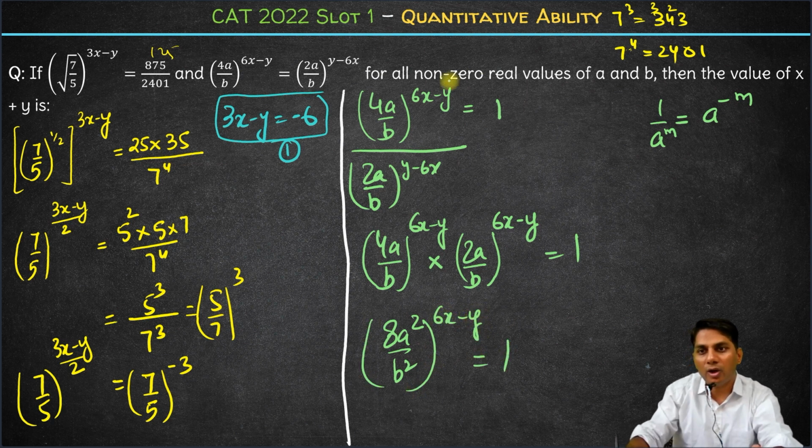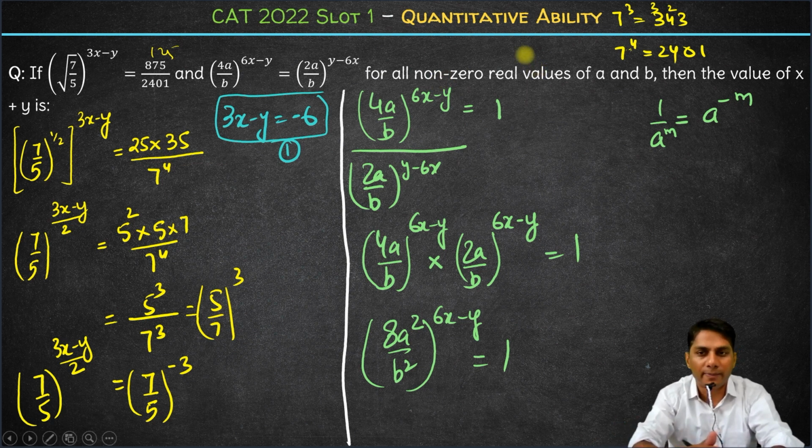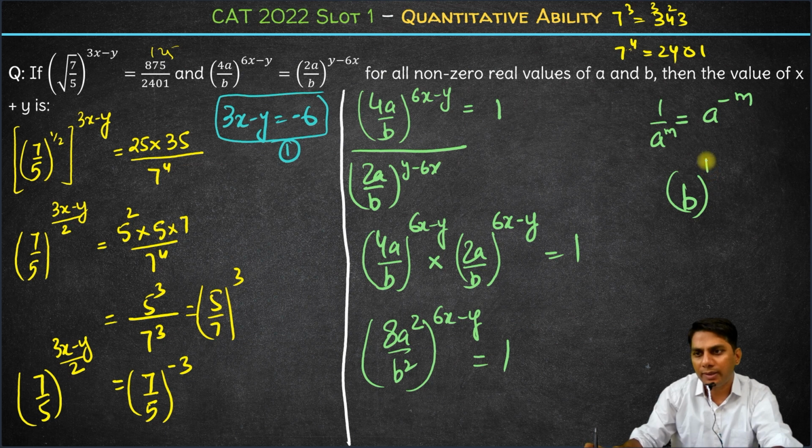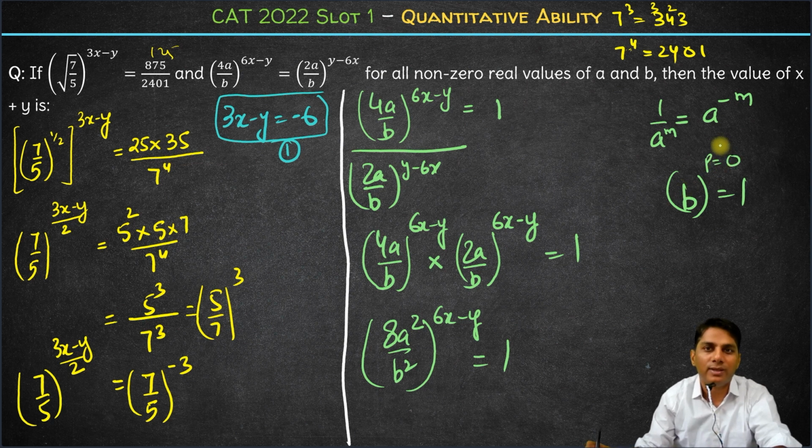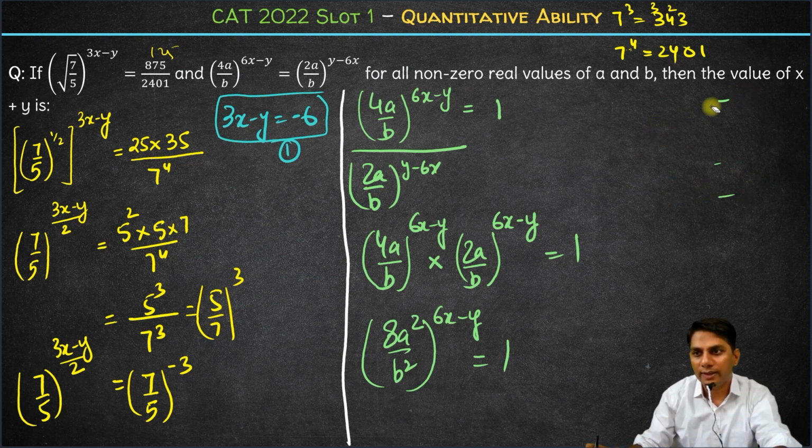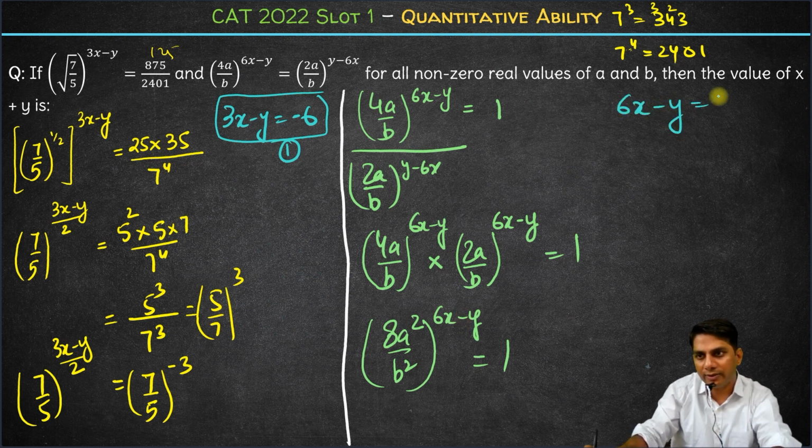Now this is true for all non-zero values of a. If you have some base to the power p is 1, and this is true for any base, the only possibility is that the power is 0. Only if the power is 0 will any base raised to the power be 1. So here the power 6x minus y should be 0, which means that y is equal to 6x. This is what we get.